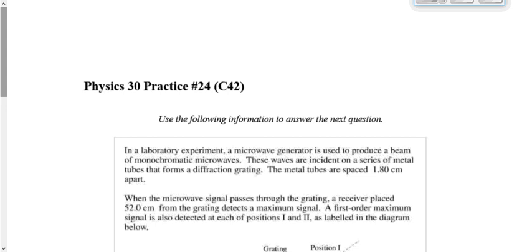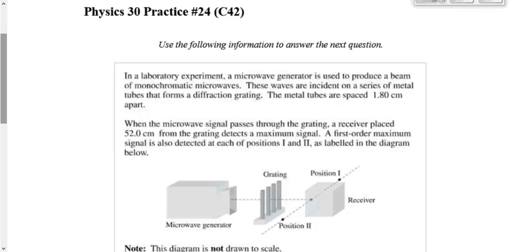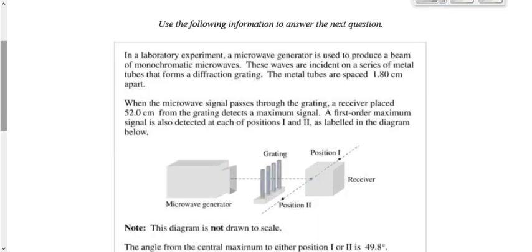So we'll look at practice question set number 24 that relates to this stuff of diffraction interference. First one, we have a microwave generator. Usually we have visible light. This time it's microwaves, not a big deal. Used to produce a beam of monochromatic microwaves. In other words, one color microwaves, one frequency microwaves. We know what to do if we have more than one frequency, but one frequency just eliminates confusion for us. So that's good, one frequency.